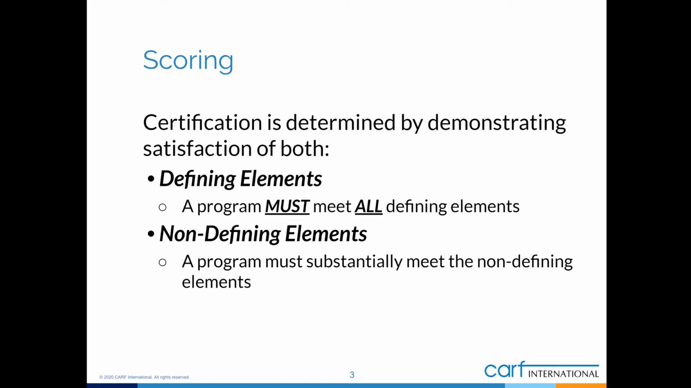The defining elements for each level of care address those areas deemed crucial by ASAM to the operation of all treatment programs that provide services at that level of care. Your organization must satisfy all of the defining elements for a particular level of care in order to be issued certification for that level of care. This means that if even one defining element is not satisfied, your organization will not receive certification for that level of care.